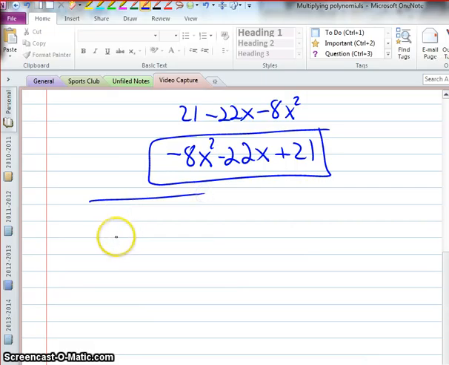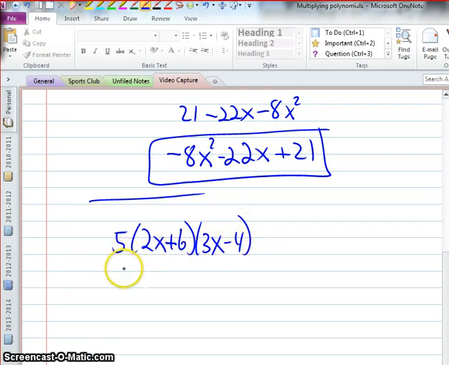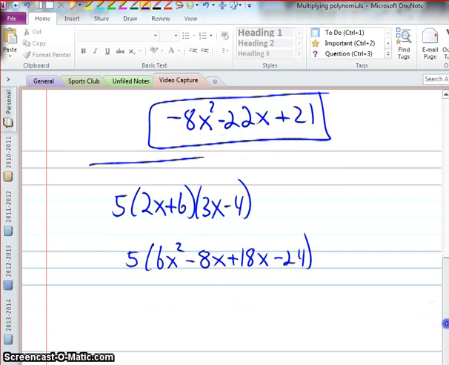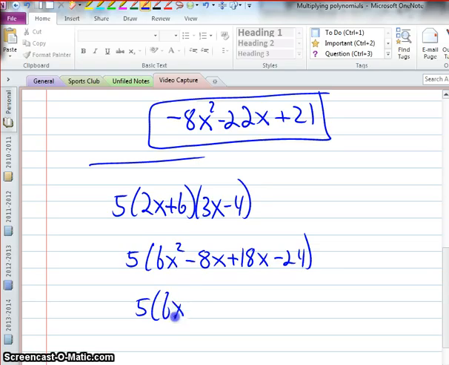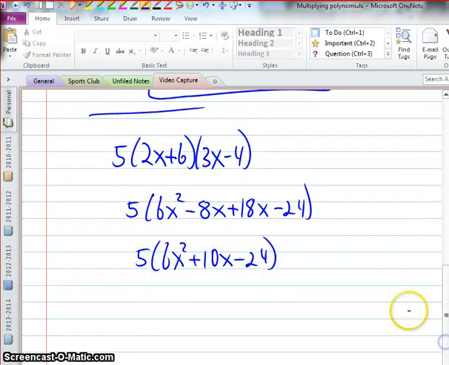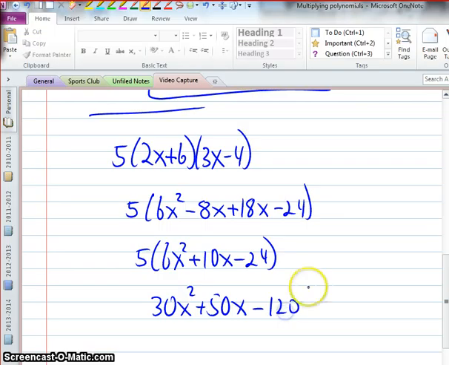Sometimes you'll see a problem like this, where it's got two binomials multiplied together, but then multiplied by a constant. Let's put that constant aside for a second, and let's go ahead and FOIL these two binomials together. 6x squared, outside terms are negative 8x, inside terms are positive 18x, and last terms are negative 24. Then, before we distribute, we're going to combine like terms inside the parentheses. That's going to be positive 10x minus 24. Now we distribute. And again, you've got a calculator, so you don't have to worry about it if the numbers get big. Minus 120.